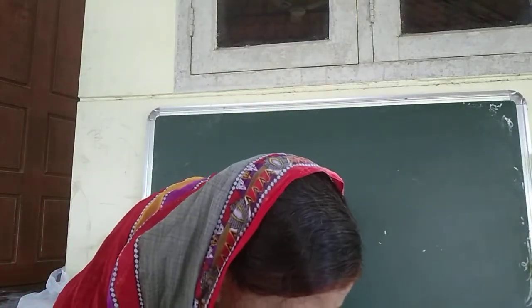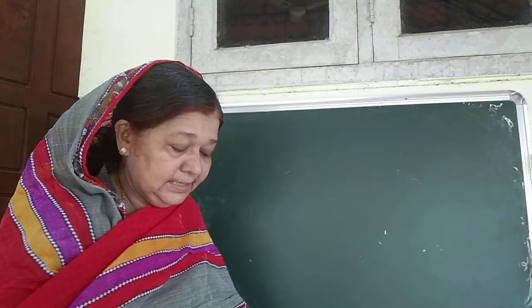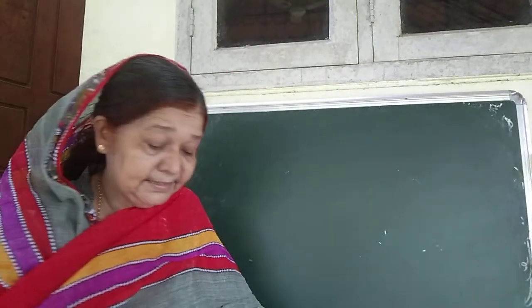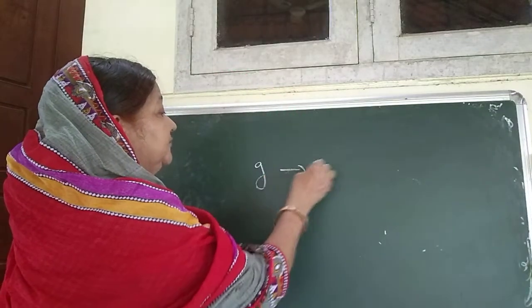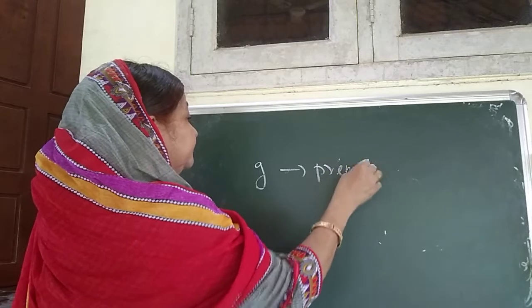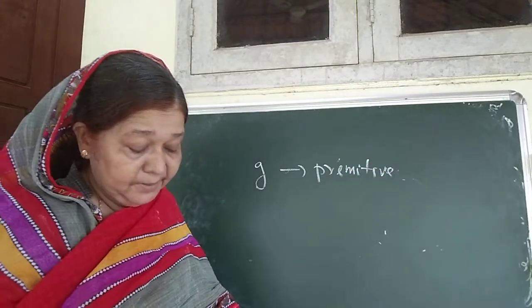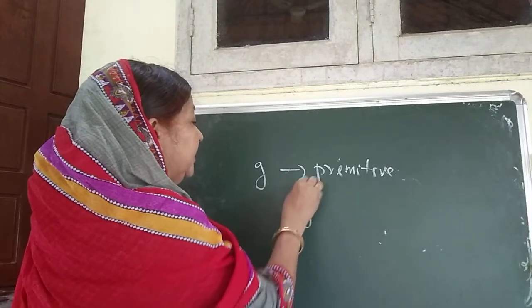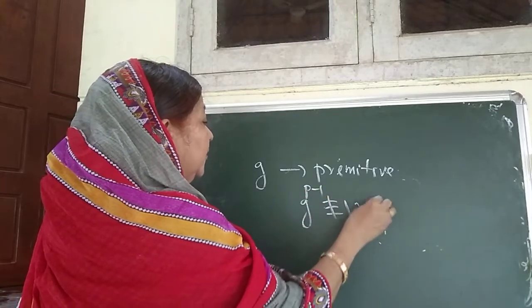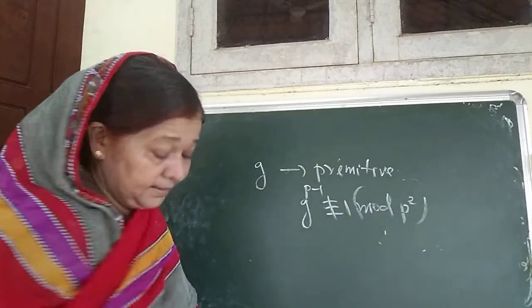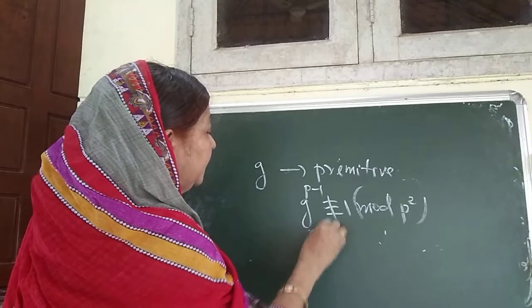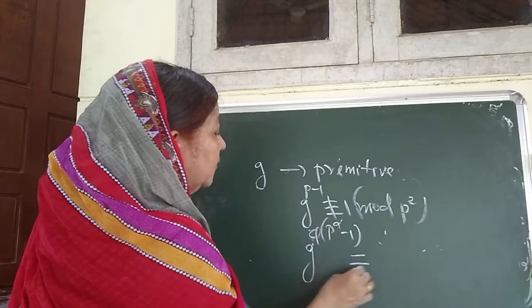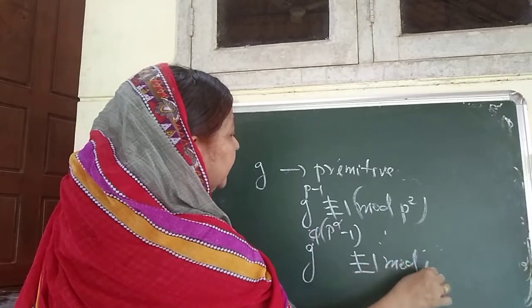Then we have a lemma, that is existence. Before discussing the existence of primitive roots modulo P raised to alpha, let us discuss a lemma. That lemma states that if g is a primitive root such that g raised to p minus 1 is not congruent to 1 mod p square, then g raised to phi of p raised to alpha minus 1 is not congruent to 1 mod p raised to alpha.